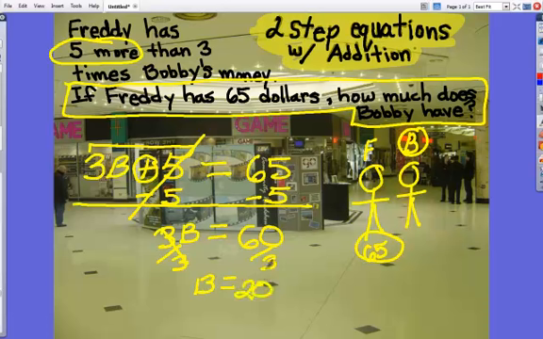So let's go ahead and put this back into our original equation, 3B. So we're going to say B is 20. Add 5 more. That should equal 65. 3 times 20 is 60. Add 5. Yes, sirree, it does equal 65. It checks out.